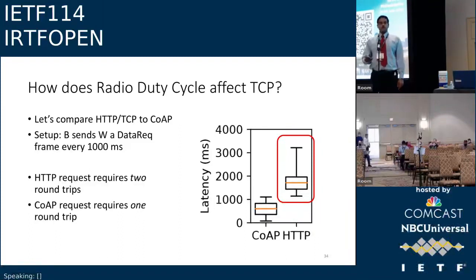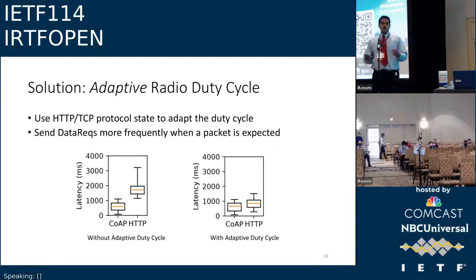And our approach to solving it is to use an adaptive duty cycle. The idea is that we can use the TCP and HTTP protocol state in order to vary how often we send data request frames. The idea being when we expect a packet, we want to send data request frames more frequently. So for example, if I'm an HTTP server on one of these battery powered devices, and I just accepted a TCP connection, I can be pretty sure that I'm going to soon receive an HTTP request on that connection. So I may choose to send data request frames more frequently at that point in time. And doing this nearly entirely eliminates the gap between CoAP and HTTP in terms of performance.